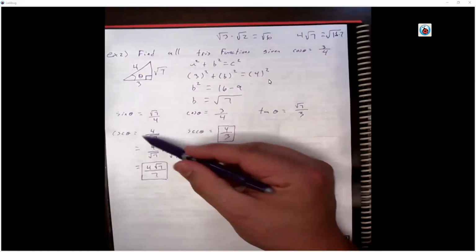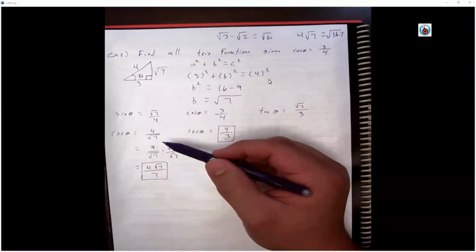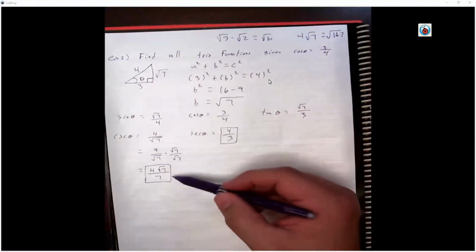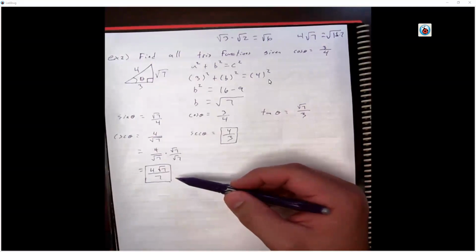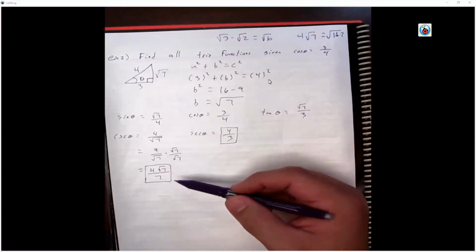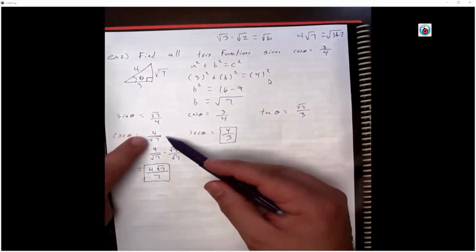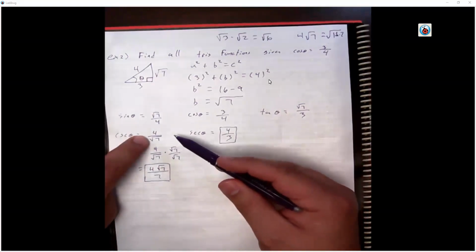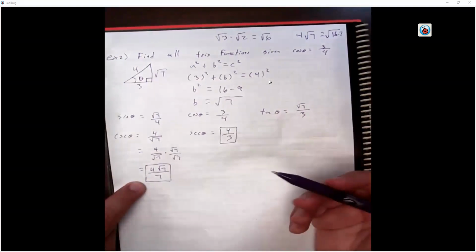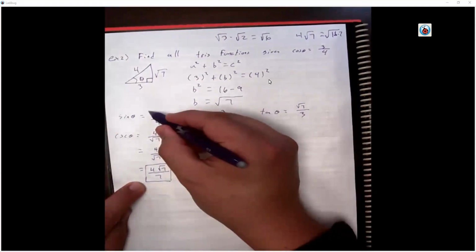If you left it like this, I'm probably not going to take points away, but this answer versus this answer is like using proper commas and punctuation in English, right? That's the difference. If you write it like this, I know what you're saying, but if you write it like this, you're writing more properly. That makes sense?